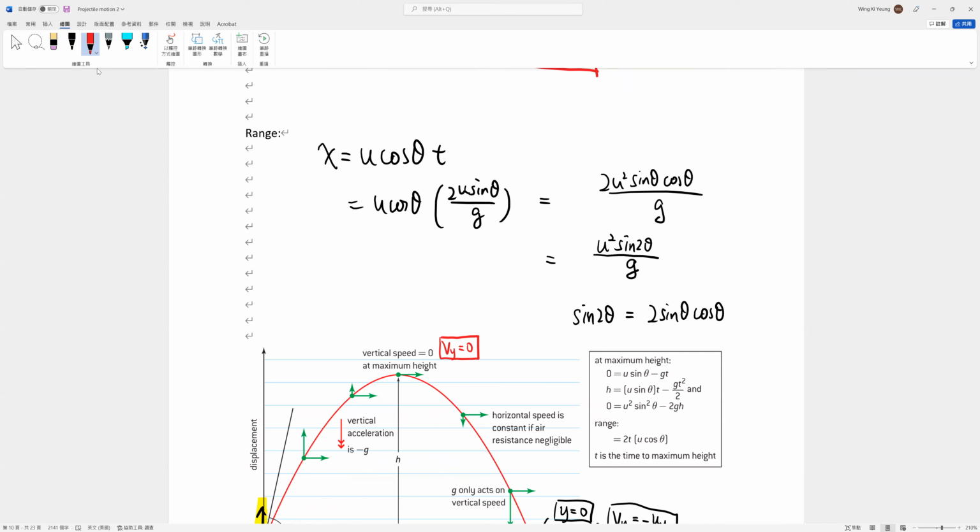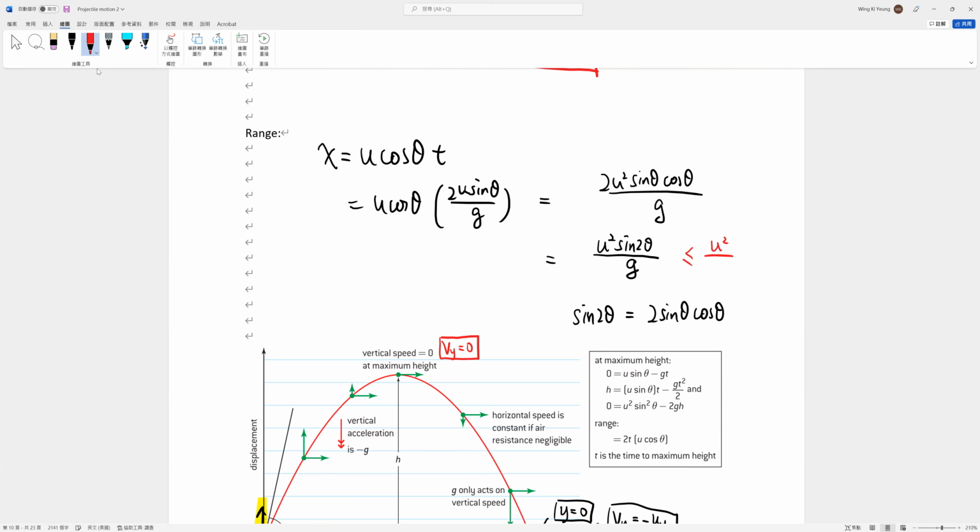How about the angle? At which angle do you get the maximum range? 90? No, 45 degrees. So why 45 degrees? Because it will be sine 90, and sine 90 is 1. 1 is the maximum value of sine. I think all of you still remember that the maximum value of sine theta or cosine theta is 1.